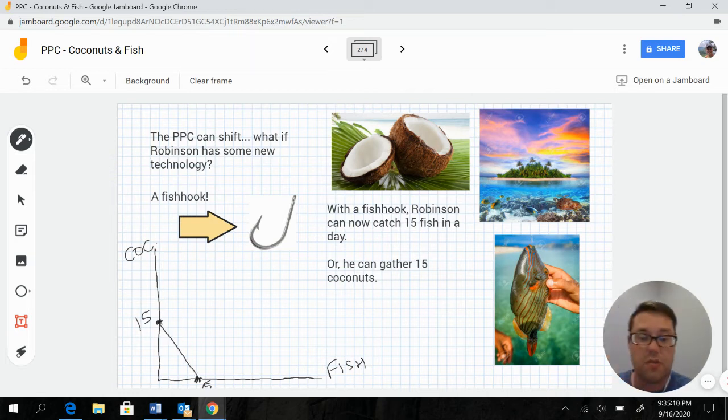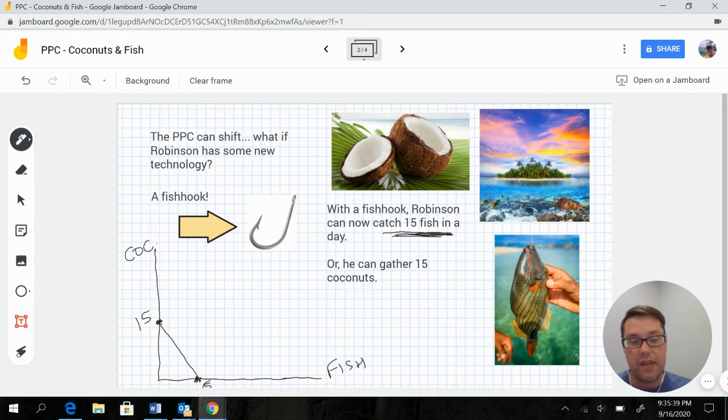Okay, so that was the original curve. Now, something's happened, right? Crusoe, with all his luck, has found a fish hook on the island, a new technology that he can use, which increases productivity. Technology advances tend to increase productivity, generally speaking. And with a fish hook, Robinson can now catch 15 fish in a day instead of 5 previously.